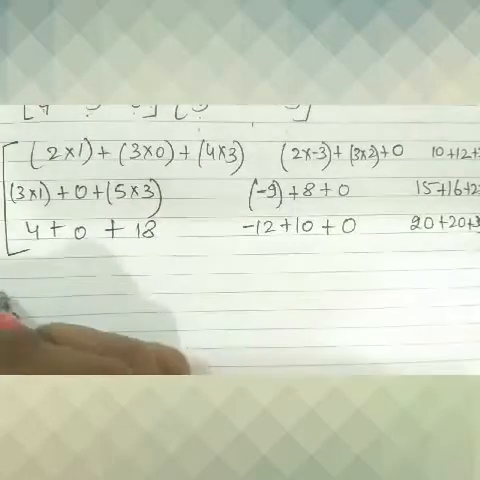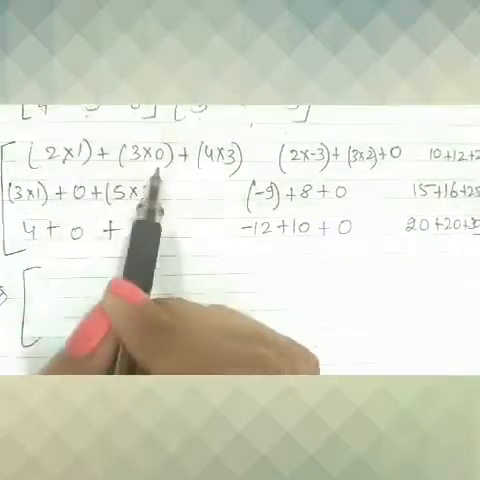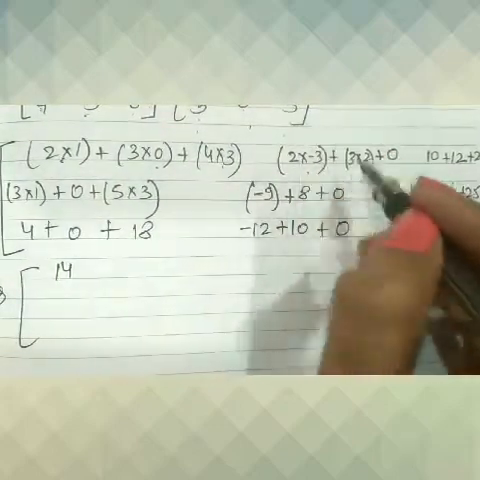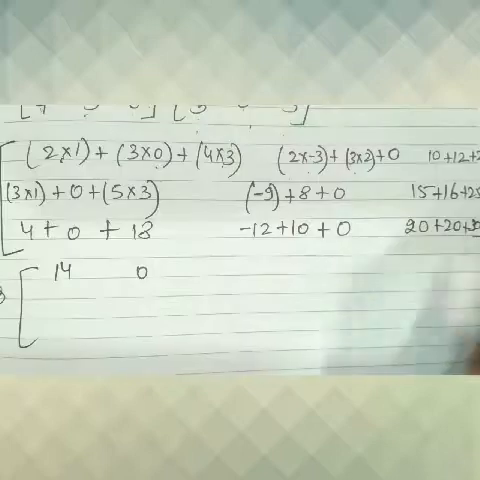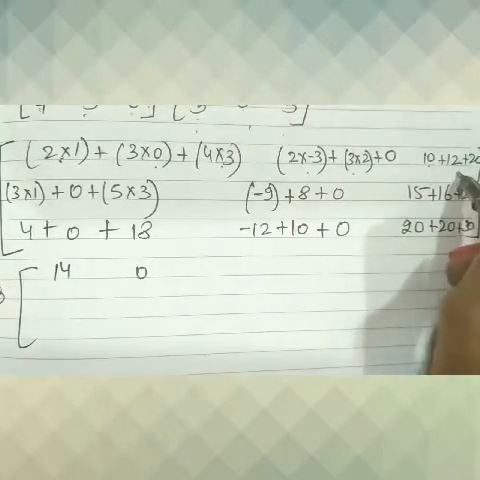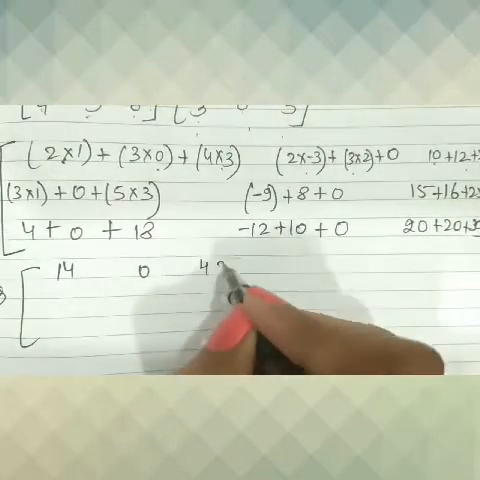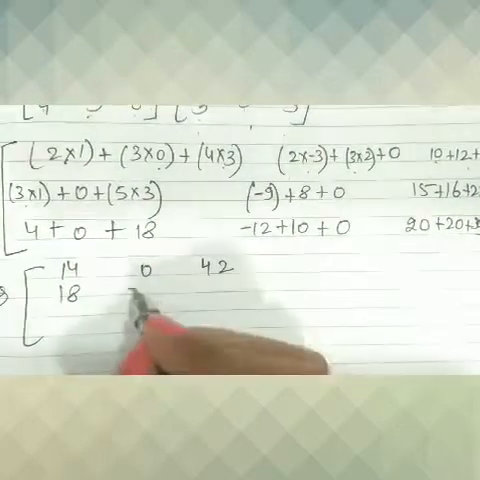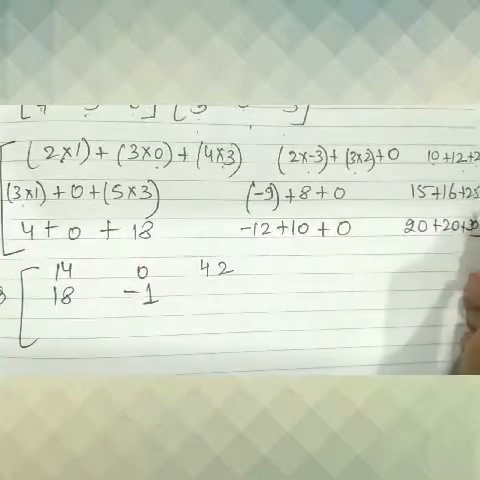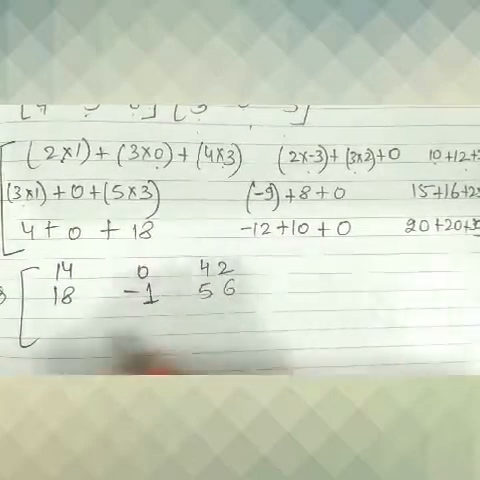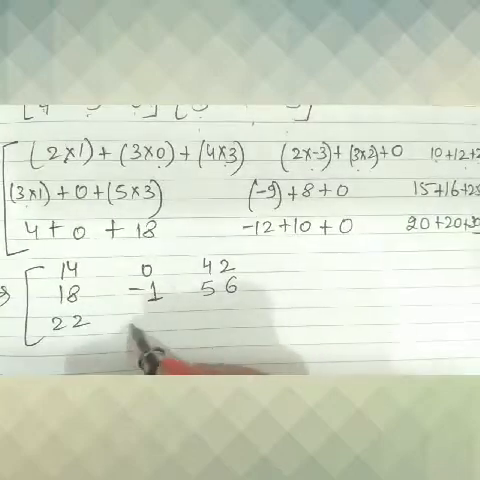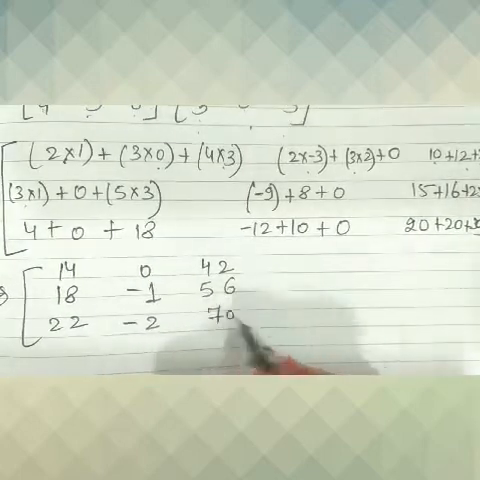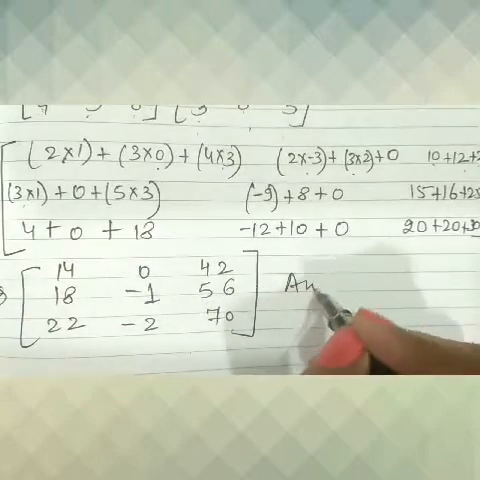So our resultant will be 2 plus 0 plus 12, 14, minus 6 plus 6, 0, 10 plus 12, 22 plus 20, 42, 3 plus 15, 18, minus 1, 56, 22, minus 2, and here it will be 70. This is our answer.